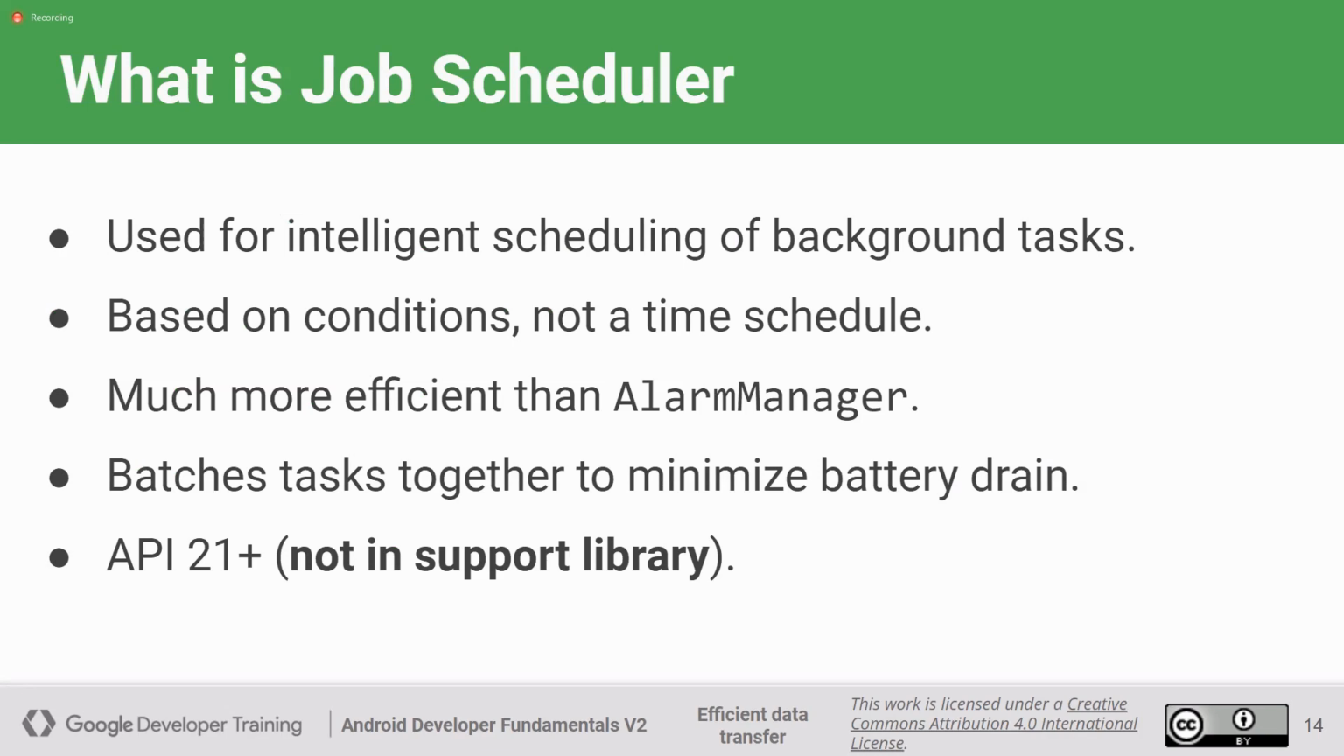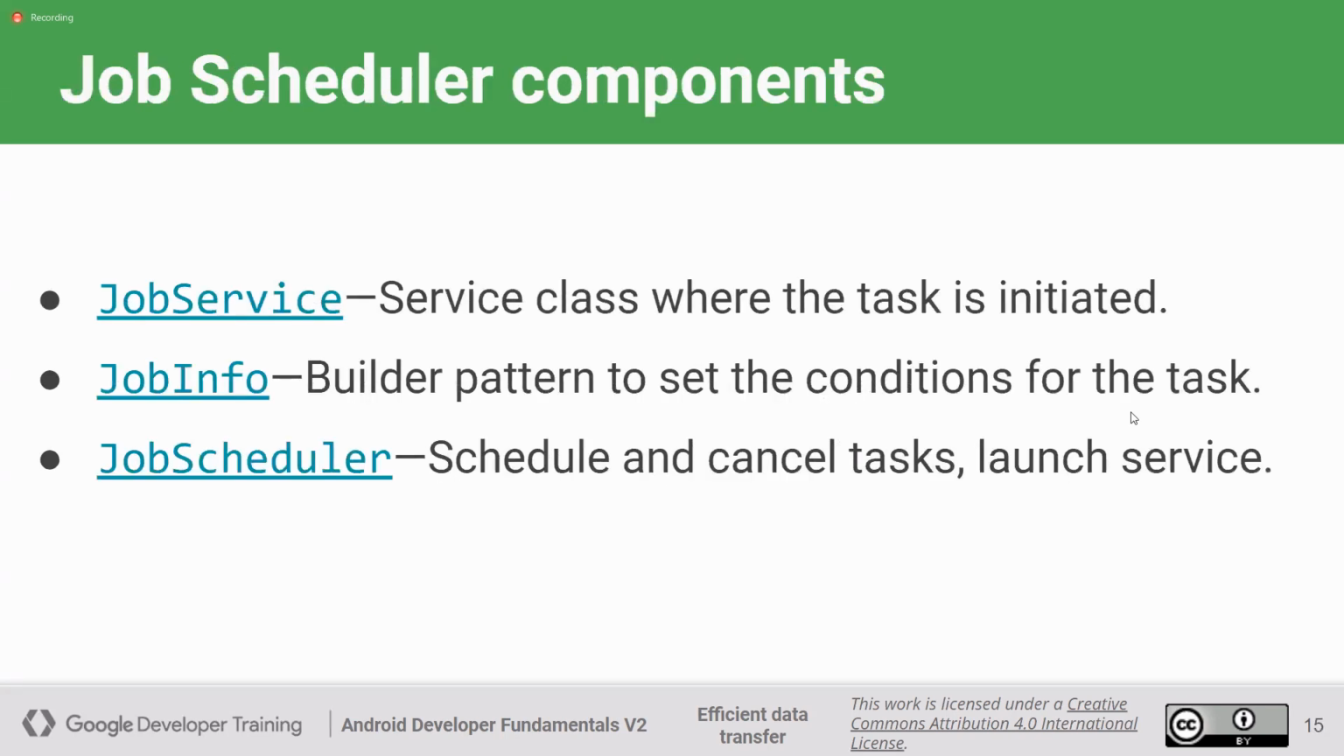It can batch tasks together to minimize battery drain, and it works on API 21 and above. For lower end versions, we do not have job scheduler. For lower end versions, there is the Firebase job dispatcher that was released by Google as part of the support library, but nobody uses API 21 and below devices, right? Very less number of users. So from API 21 and above, we have job scheduler working for us.